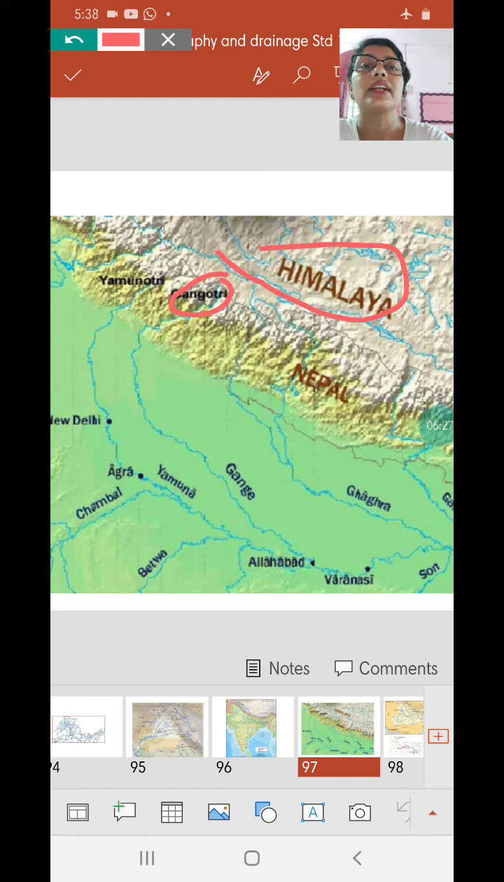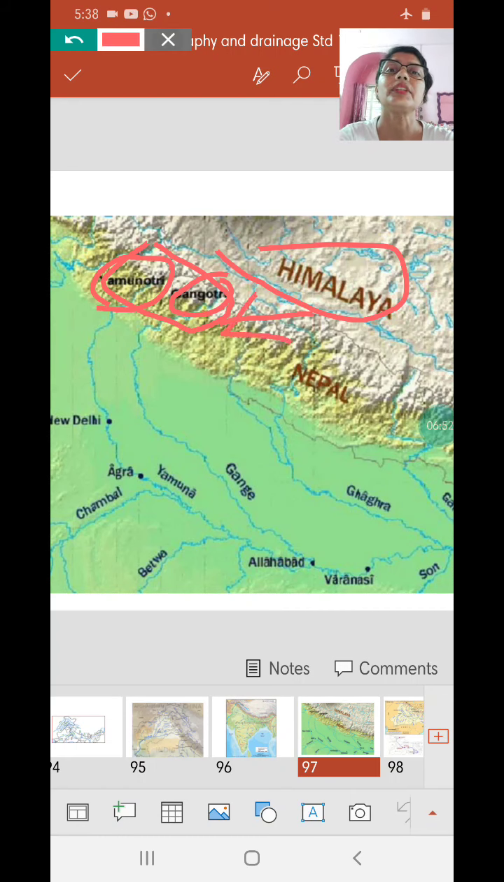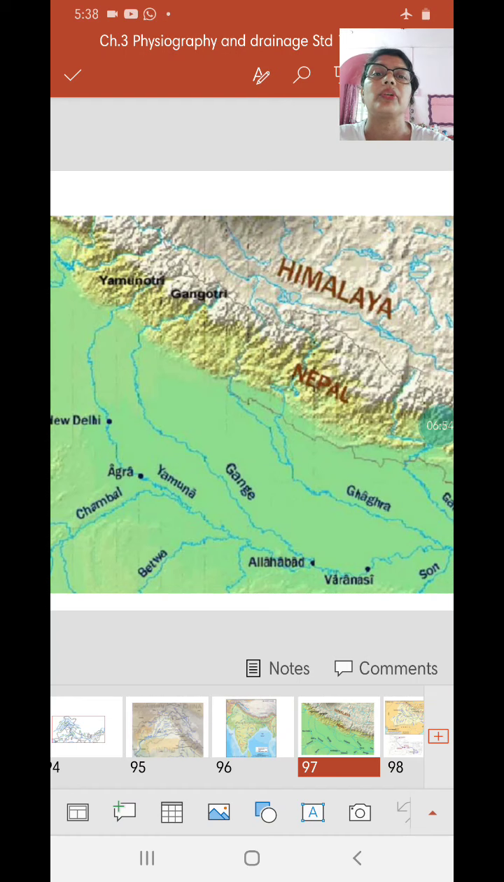Okay, and its biggest tributary Yamuna originates at Yamunotri in the Kumaon Himalaya, not in the Trans-Himalayas, I'm sorry about that. They originate in the Kumaon Himalayas. If you remember, we studied the divisions of Himalayas from west to east into Kashmir Himalayas, Kumaon Himalayas in Uttarakhand, and the eastern Himalayas. So these are Kumaon Himalayas in Uttarakhand. Both Ganga and Yamuna have their origins here in the Kumaon Himalayas.